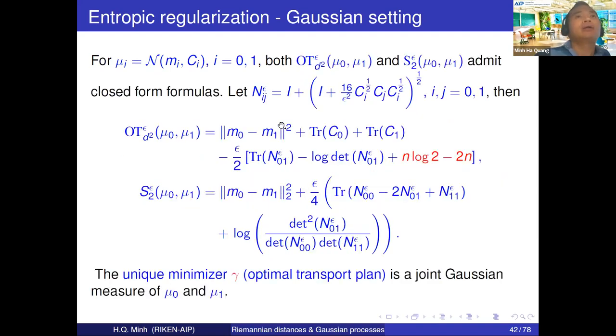We have the first formula for the OT epsilon and this one for the Sinkhorn divergence, so they have closed-form formulas. This one involves the dimension n in R^n, but it turns out that we can show it's dimension independent as we move to the infinite dimensional setting. That is a finite dimensional result, where we have used the maximum entropy property of Gaussian densities.